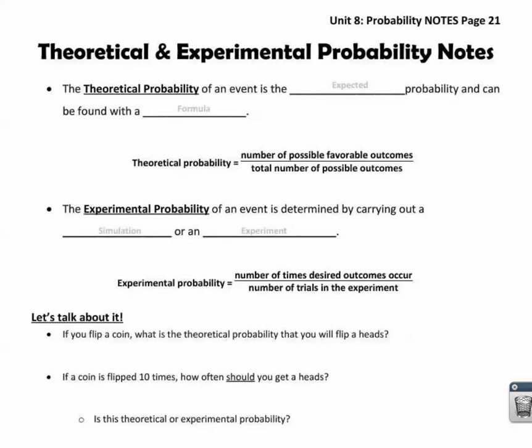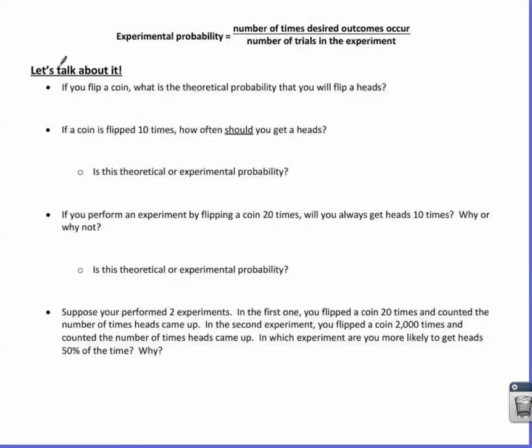To define theoretical probability, it is an event that is expected. It is the expected probability and can be found with a formula. For example, what we've been working with, the number of possible outcomes over the total outcomes, where experimental is an event determined by carrying out a simulation or an experiment. So the number of times desired outcomes occur over the number of trials in the experiment. So let's talk about the difference.